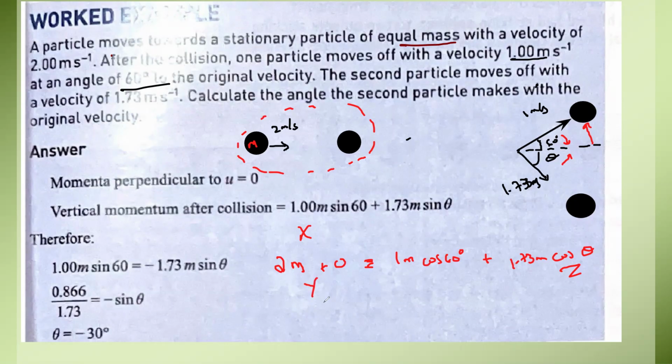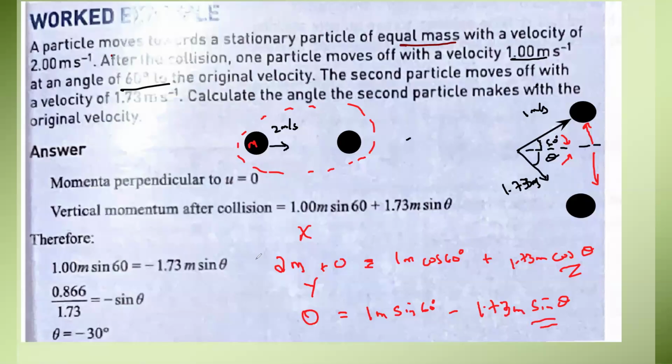If you use y, the object is not moving in the y direction initially, so the initial momentum is 0. For the y direction here, one is going up, so its momentum will be 1m sine 60. The other is going down, so we take it as negative. So minus 1.73 m sine theta. You can simplify and you will get the value for theta. Is it clear? We just have to solve for theta.